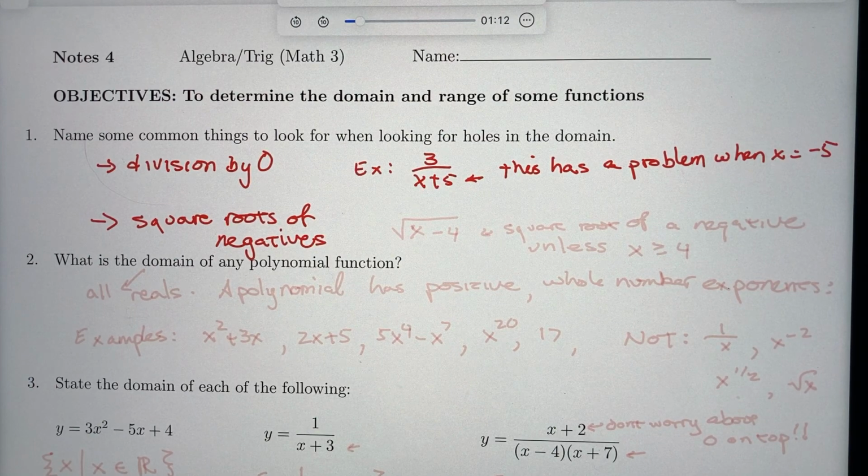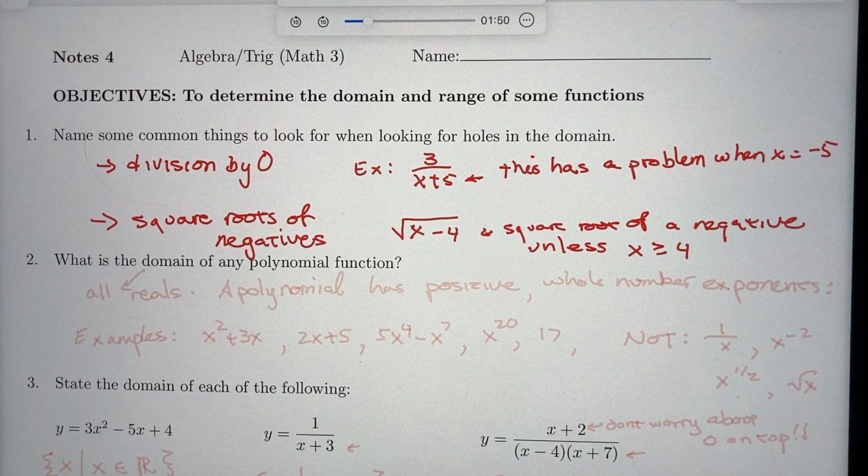And square roots of negatives, you can take the square root of 0. The square root of 25 is 5 because 5 times 5 is 25. The square root of 0 is 0 because 0 times 0 is 0. But you can't take the square root of a negative. So, for example, if you have something like this, you have the square root of a negative unless x is at least as big as 4.